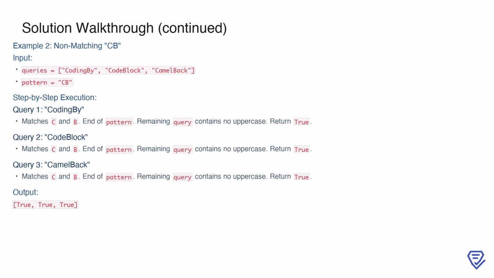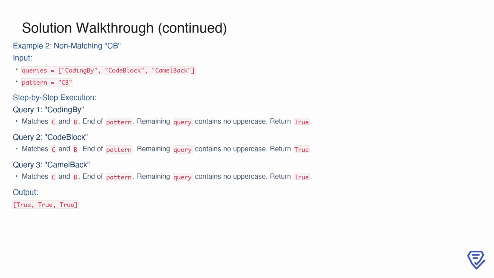In another example, we use the queries coding by, code block, and camelback with the pattern CB. For the first query, coding by, the characters C and B in the pattern are found in sequence in the query. After matching the pattern, we ensure that no extra uppercase letters remain in the query, so it is a match, and we return true.